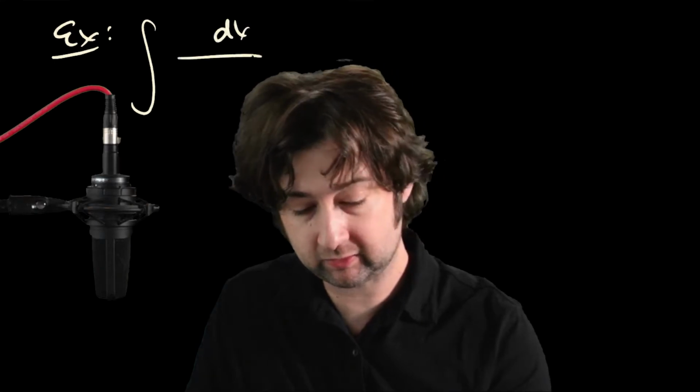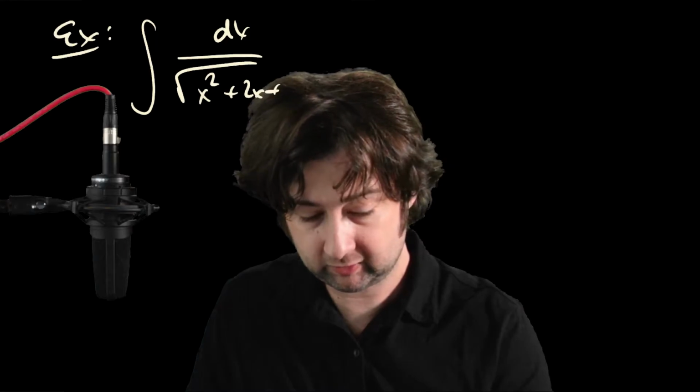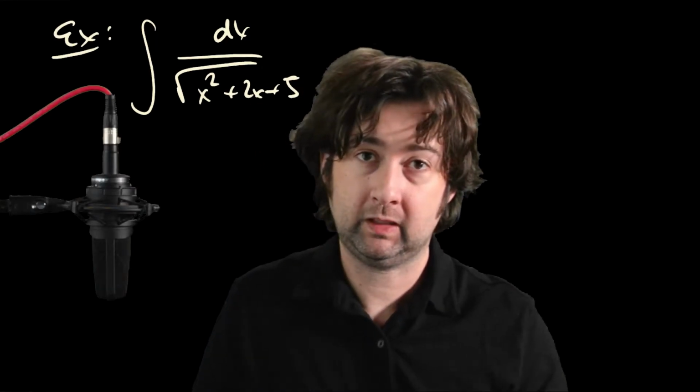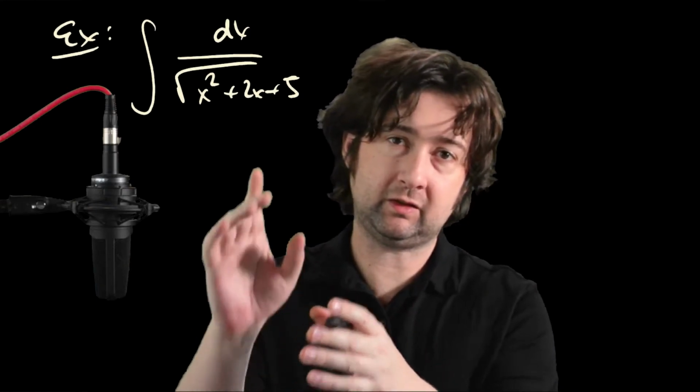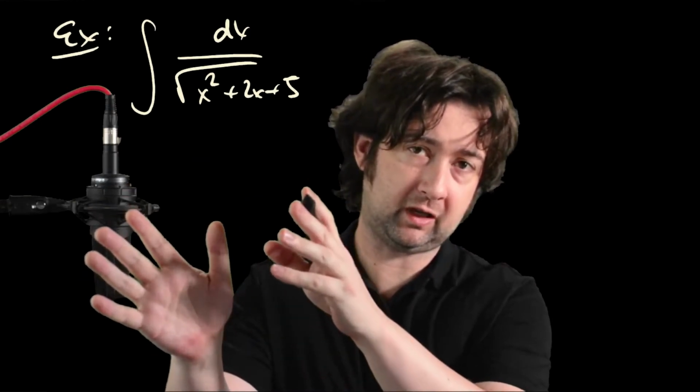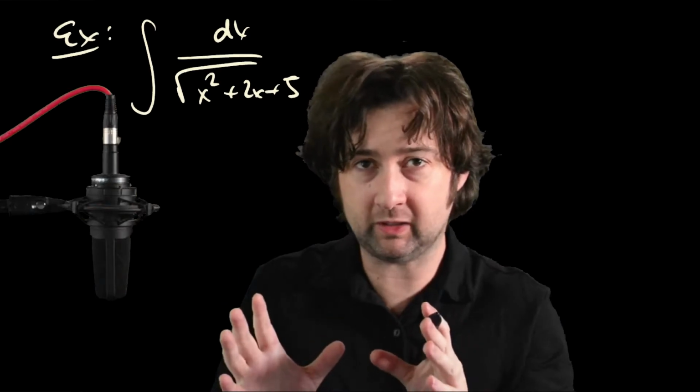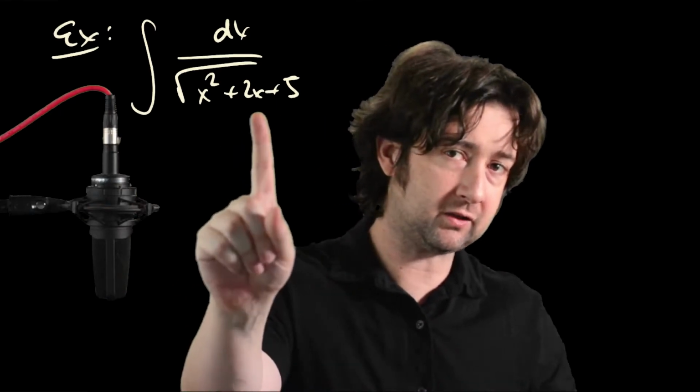Okay, example 2, I'm going to do an example where we have to manipulate a rational expression so that we can make the function look like a trig function. For this one, we're going to look at dx over the square root of x squared plus 2x plus 5. Now this screams out that this is going to be some kind of tangent substitution because it almost looks like x squared plus a squared, but it's not in the right form yet because we've got this extra x floating around.